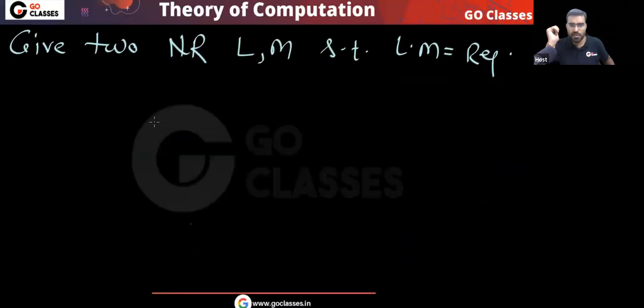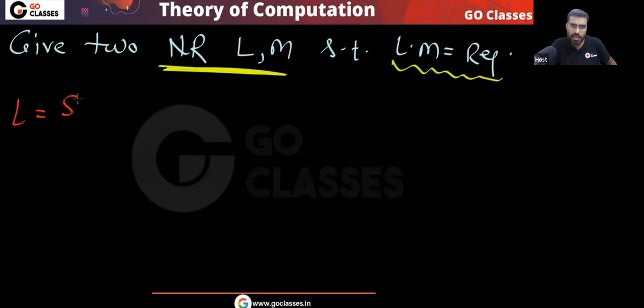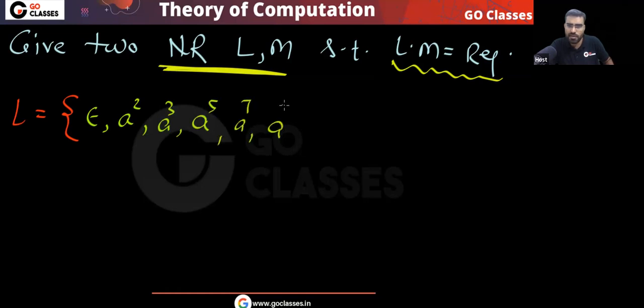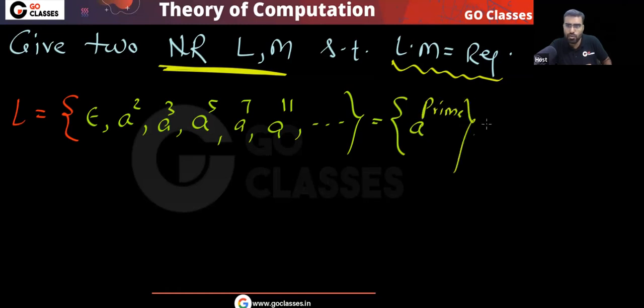Let me give you another idea. Give two non-regular languages such that their concatenation is regular. Okay, let me give you. Consider these two. Consider this language L equal to epsilon, a power 2, a power 3, a power 5, a power 7, a power 11. Tell me what is this language? That is a power prime union epsilon. Agree? Okay. Now take this.